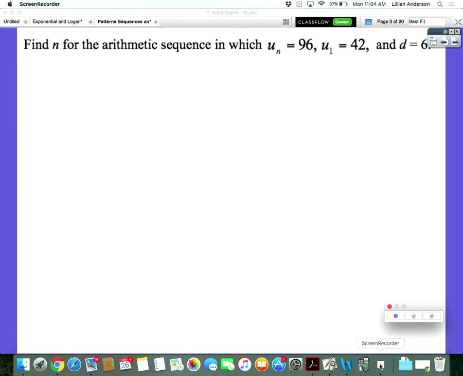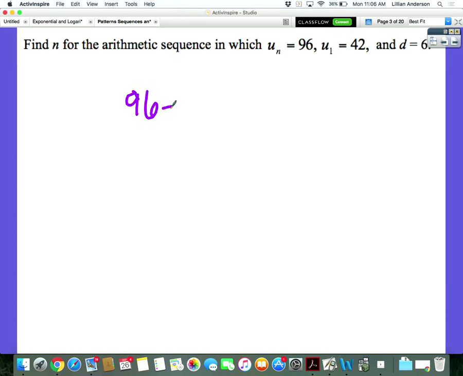Find n for the arithmetic sequence in which U sub n is 96, U sub 1 is 42, and D is 6. Is 10. So you would have used the same formula, plugged in 96, 42, plus n minus 1 times 6. Okay? Now, real quick, I wish you guys didn't erase. Okay, let me tell you what to erase just because I want to see something else.